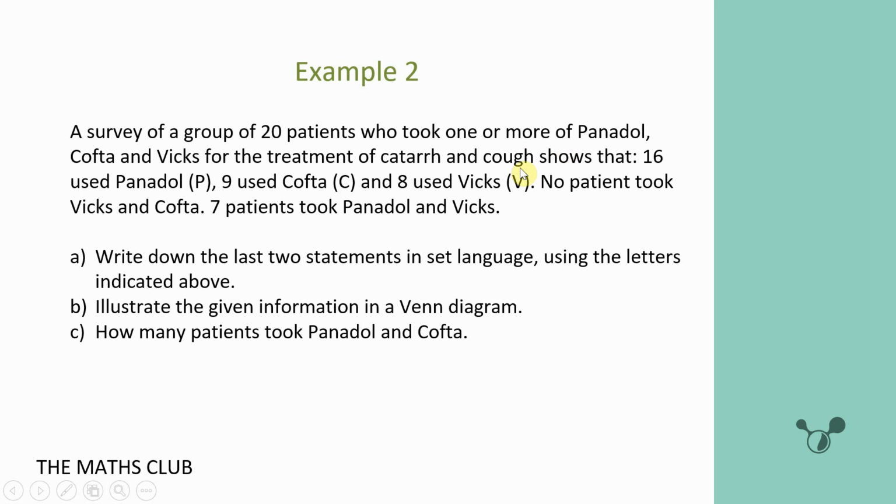Next question says that a survey of a group of 20 patients who took 1 or more of Panadol, Kofta, and Vicks for the treatment of catarrh and cough shows that 16 used Panadol, 9 used Kofta, 8 used Vicks. No patient took Vicks and Kofta. 7 patients took Panadol and Vicks. Write down the last 2 statements in set language using the letters indicated above. Illustrate the given information in the Venn diagram, and then how many patients took Panadol and Kofta.